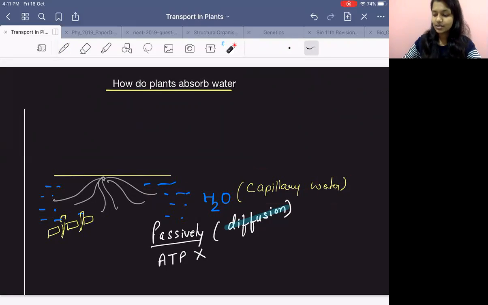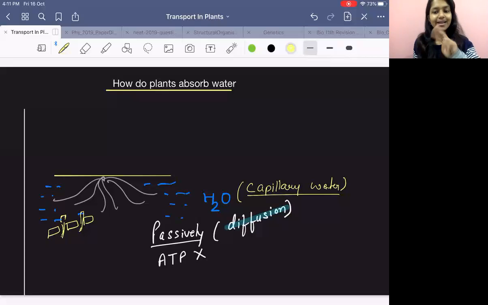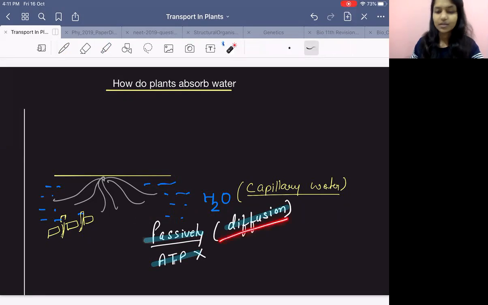Next question. This is the first thing you should be knowing: which water is available for the plant? Second question: how does it get absorbed? Is it absorbed actively or passively? The answer is, it is absorbed passively, which means you will not require ATP. Passive means it is going to be diffusion. So water enters into the root by diffusion.